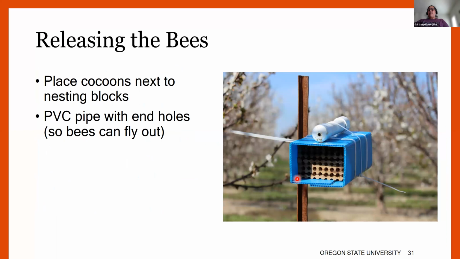And then when you're releasing the bees, once again, like I said, typically you're going to purchase cocoons. Cocoons are oftentimes released in these PVC tubes that have a hole which is drilled out of the end of them. These PVC tubes help to protect the cocoons from mice or other things that might want to eat these developing bees. When you're placing the PVC tubes containing cocoons out, you want to place them directly adjacent to, on top of, or next to the nesting blocks so that the bees can fly out and quickly find a cavity nest home.